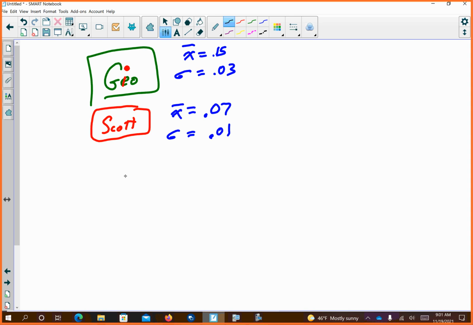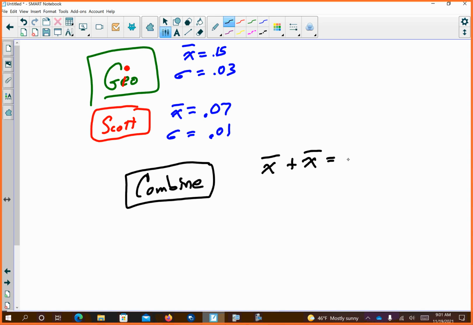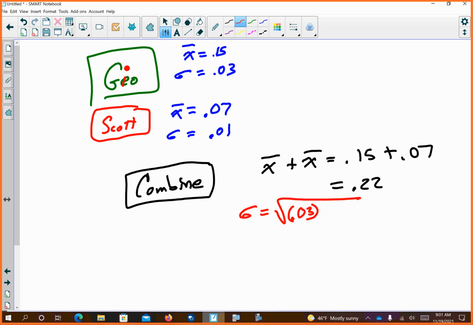So what I'm going to do is, if I want to combine the information, I add the means together. So I'm going to go 0.15 plus 0.07, which gives me 0.22. And then what I want to do with the standard deviation is basically this. It's the square root of 0.03 squared plus 0.01 squared.